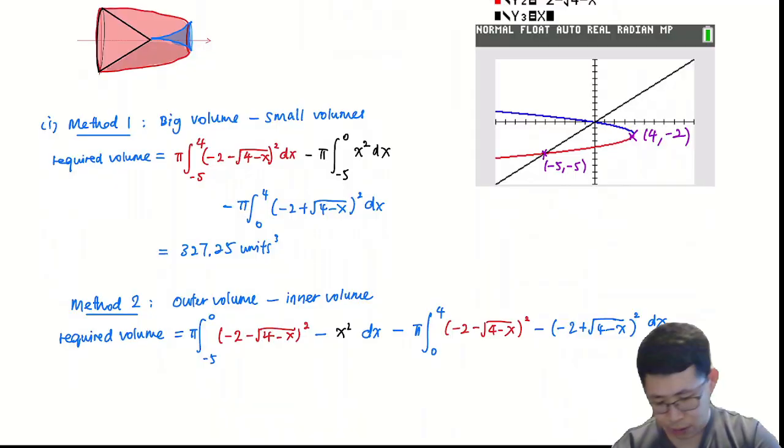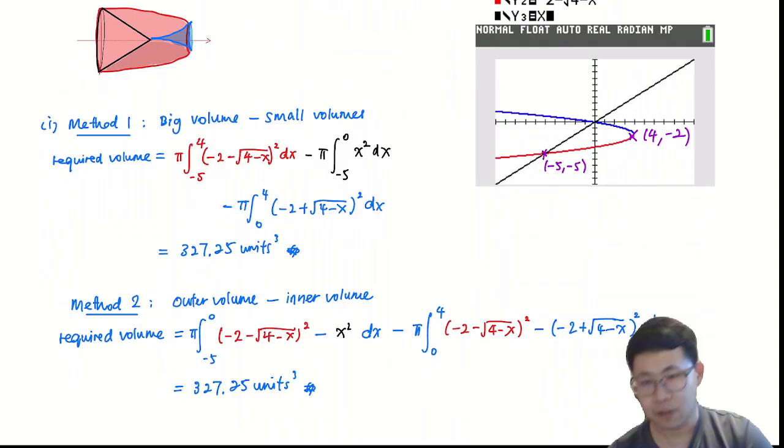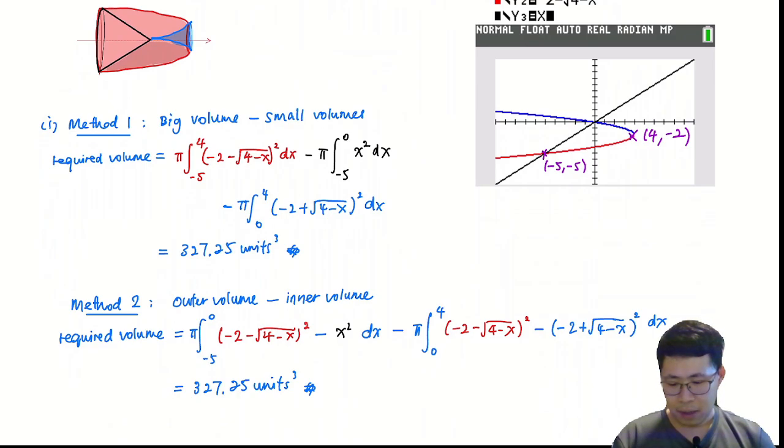So altogether, when you put this in, it is also the same 327.25 units cube. So hopefully you can see that both methods will work, and then you just choose the one that you prefer to do. Ultimately both will work, so just choose one that you know will work, and then keep doing it consistently. So that would be for method 1 and method 2.